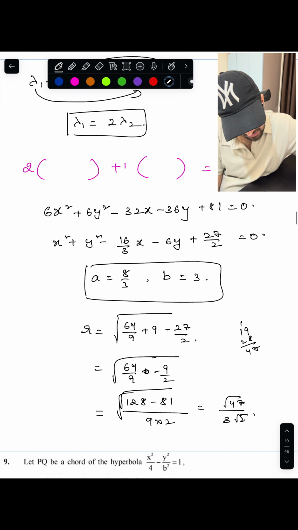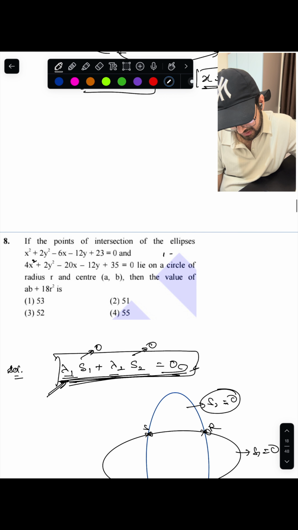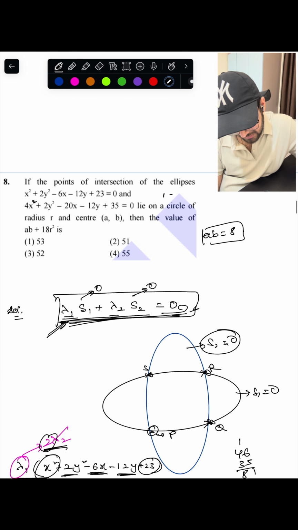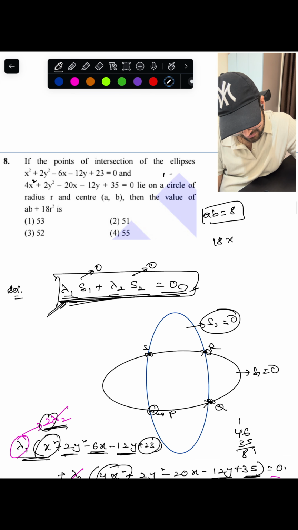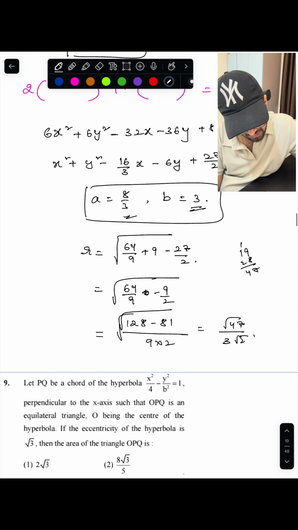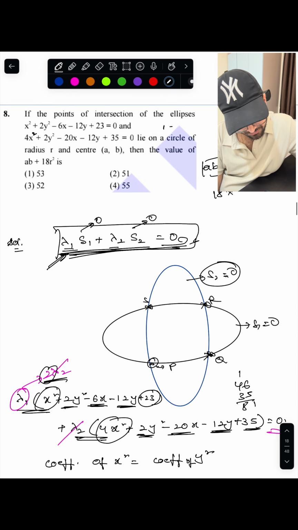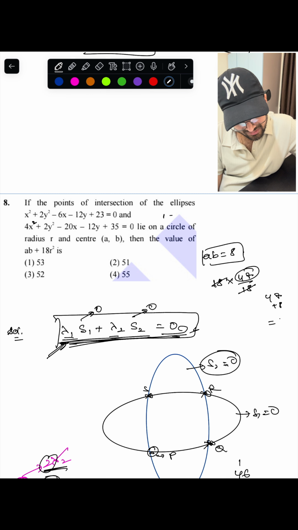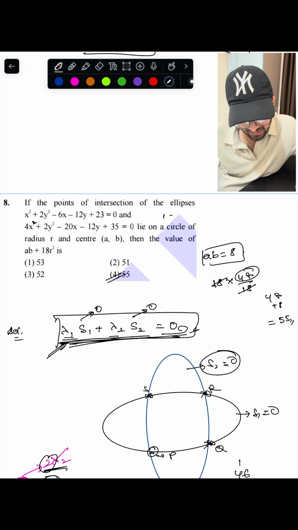So what is a? 8 by 3. What is b? 3. So ab is 8. Next 18 r square. 18 into r square. What is 18 r square? Just 47. Done. So 47 plus 8, simply how much? 55. So 55 should be our answer. Done.